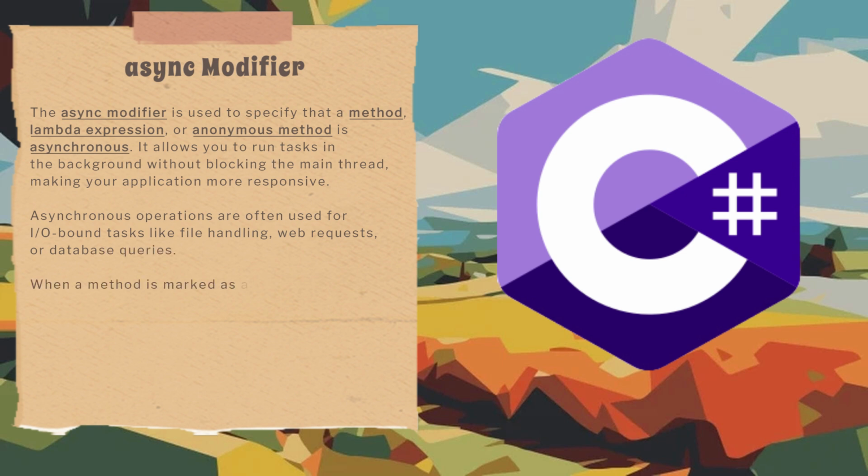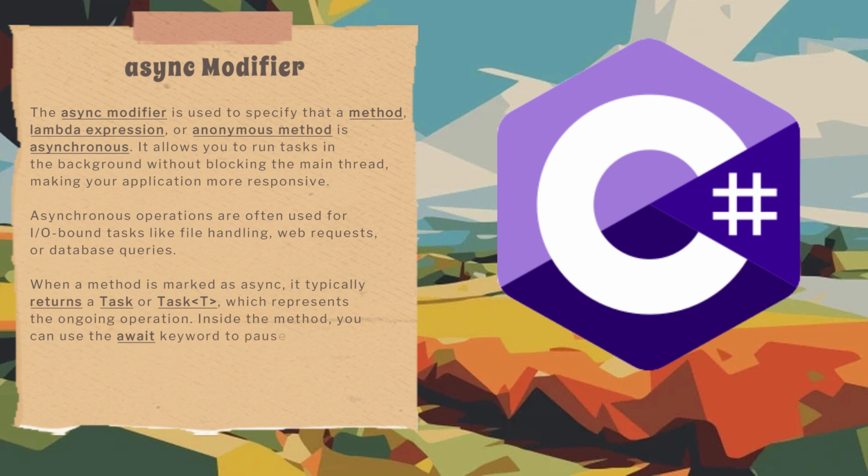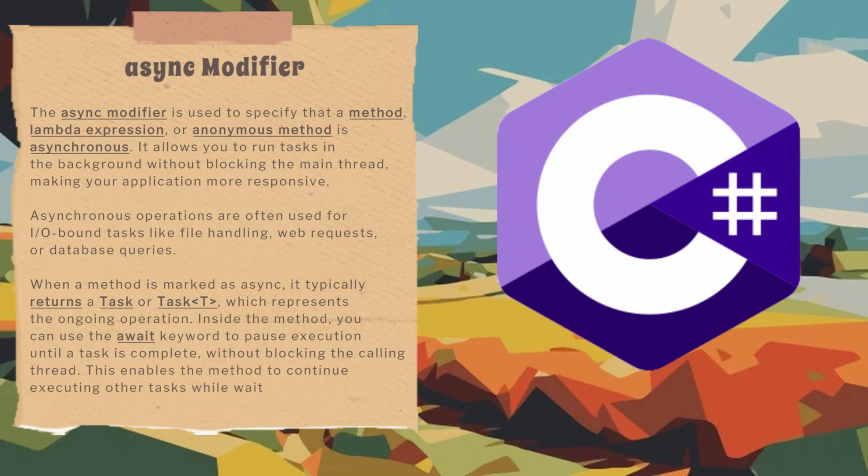When a method is marked as async, it typically returns a Task or Task<T>, which represents the ongoing operation. Inside the method, you can use the await keyword to pause execution until a task is complete, without blocking the calling thread. This enables the method to continue executing other tasks while waiting for the result.